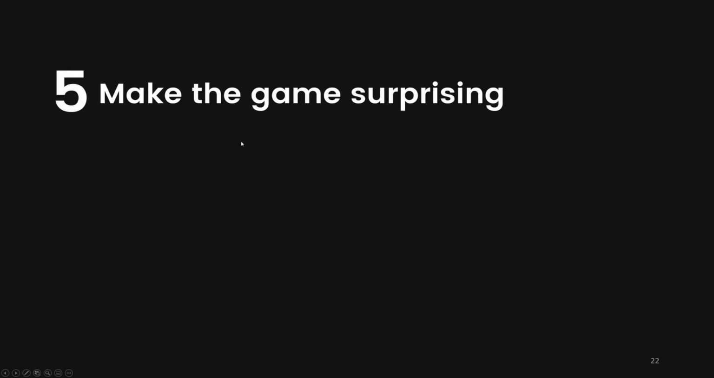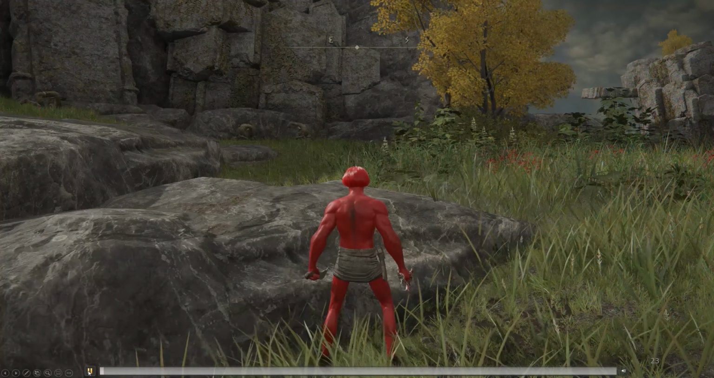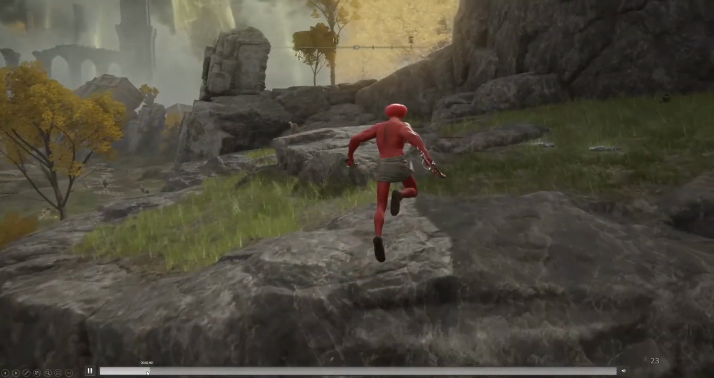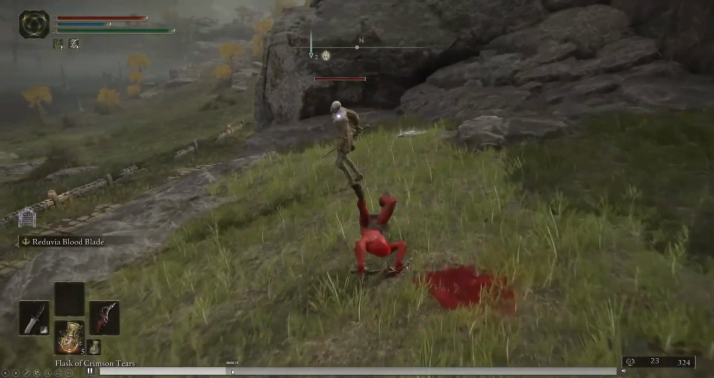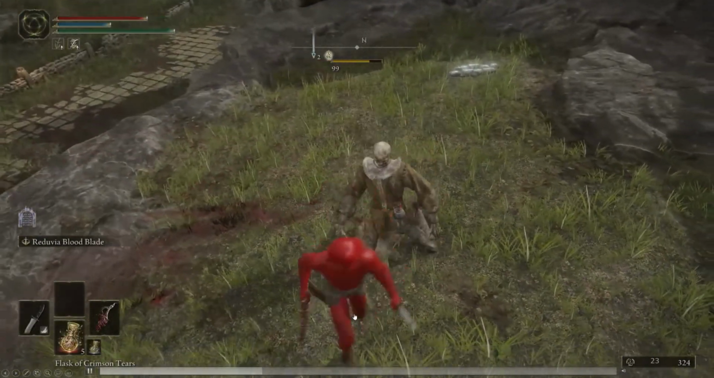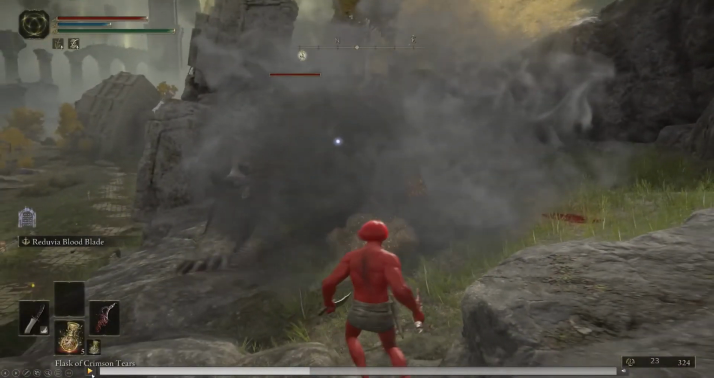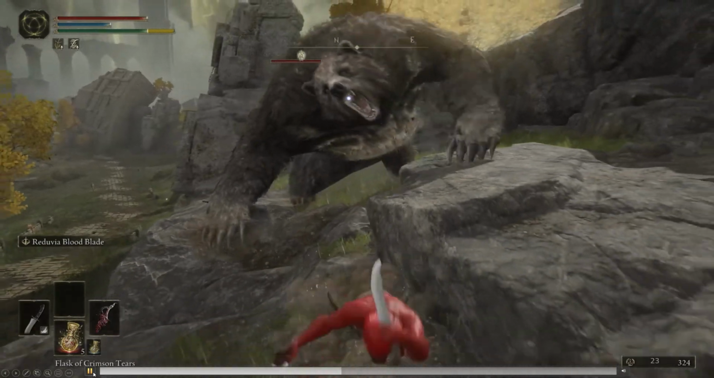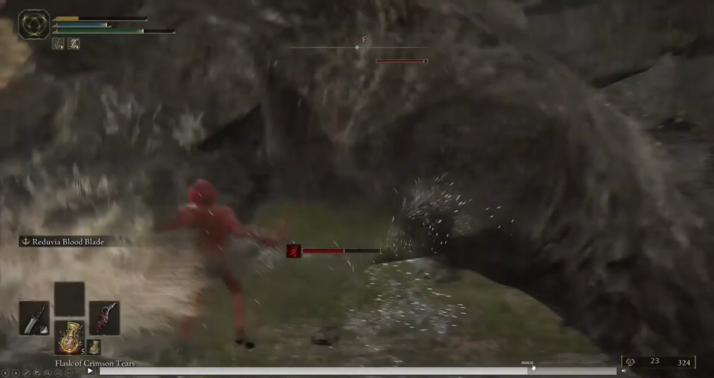Also, it's very important to make the game surprising, and I know that a lot of Souls-like games are very well known for this. So, for instance, it's very common for Elden Ring to have a very weak enemy, and then actually surprise the player with the fact that it's a fake weakness and it's actually an extremely hard to beat enemy that will kill us very, very quickly.